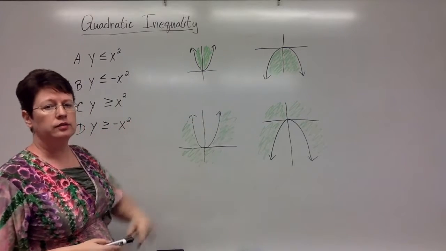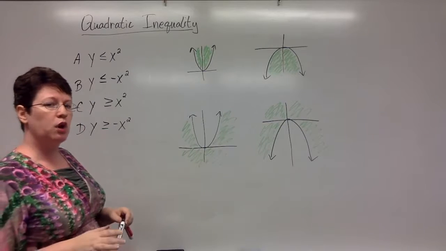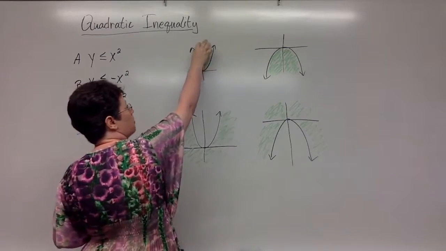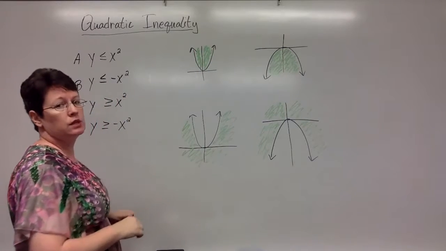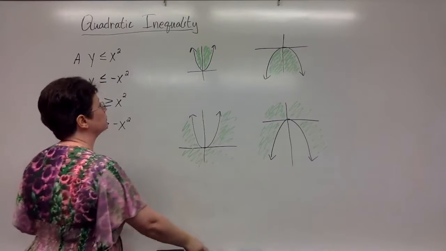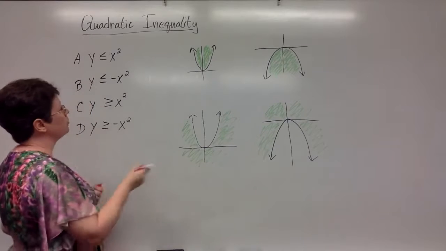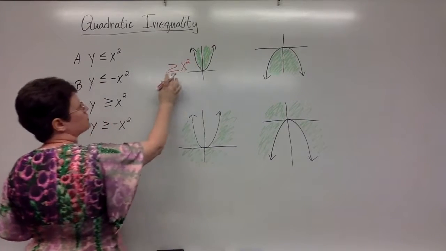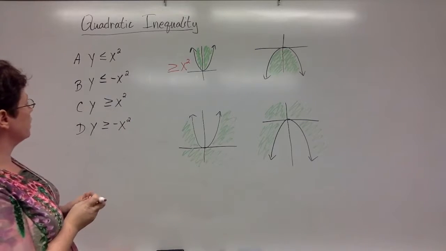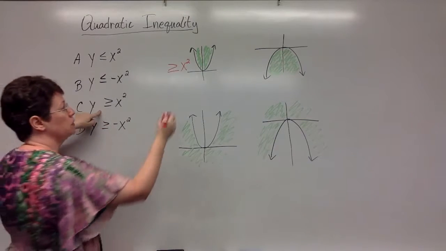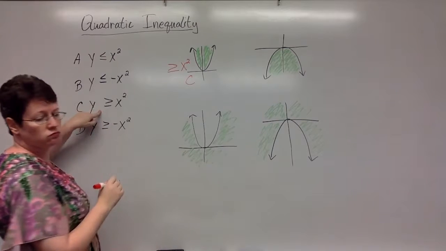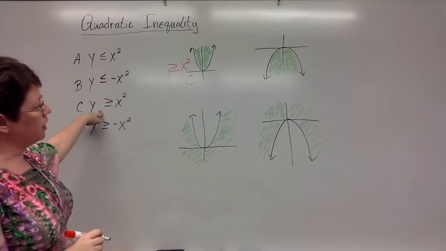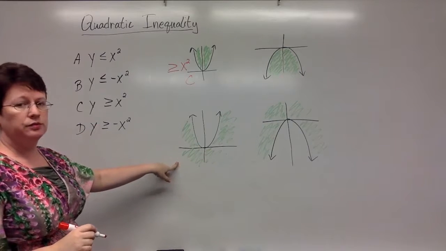Where is the shading? Okay, so look at which part of the y-axis is shaded. Is it the part at the top or the part at the bottom? Well, this is the part at the top. The part at the top tells me it has to be greater than or equal to a positive x squared. Which one is greater than or equal to? That would be letter C. All right, easy enough.